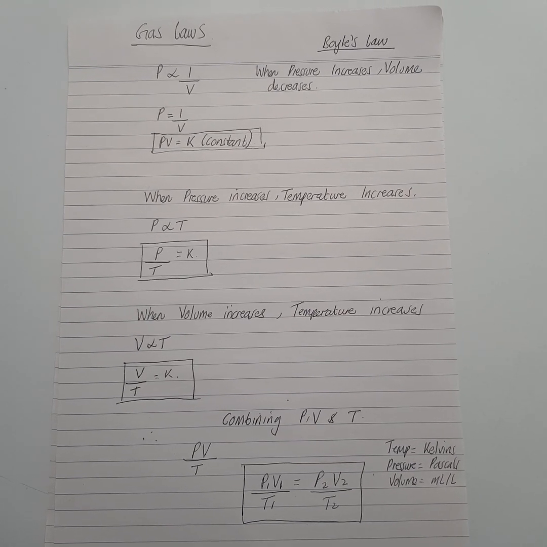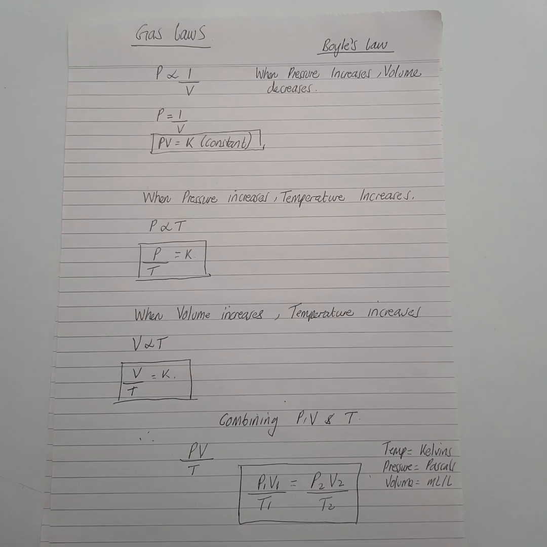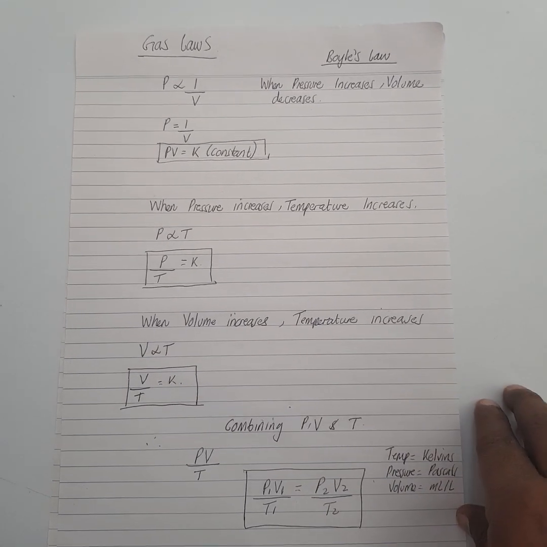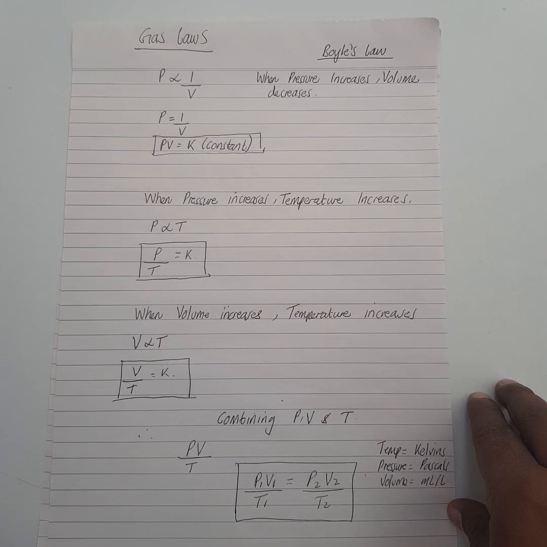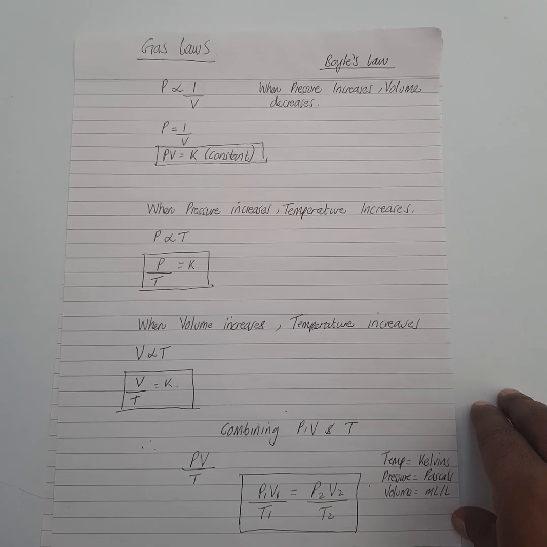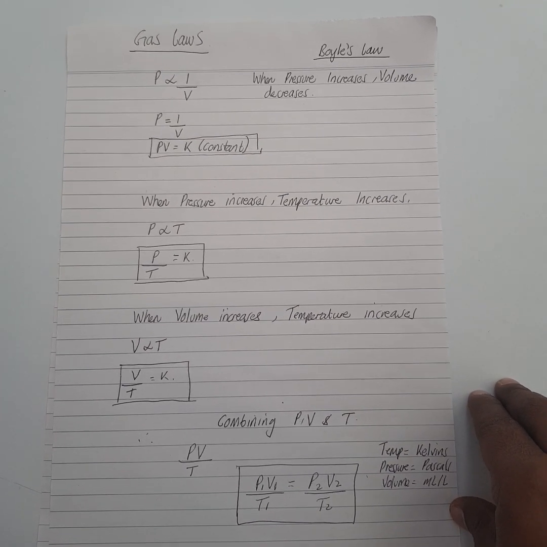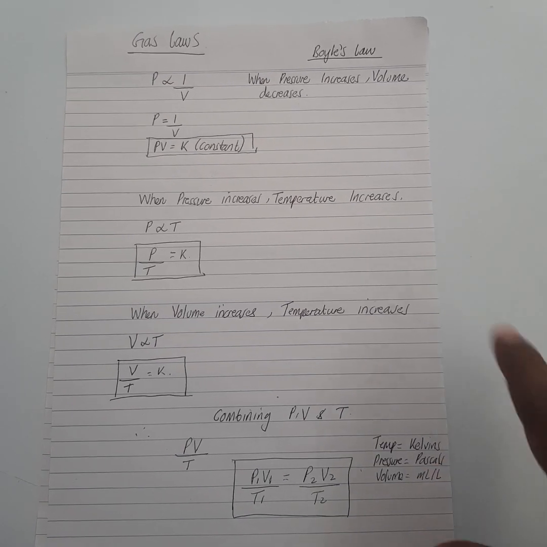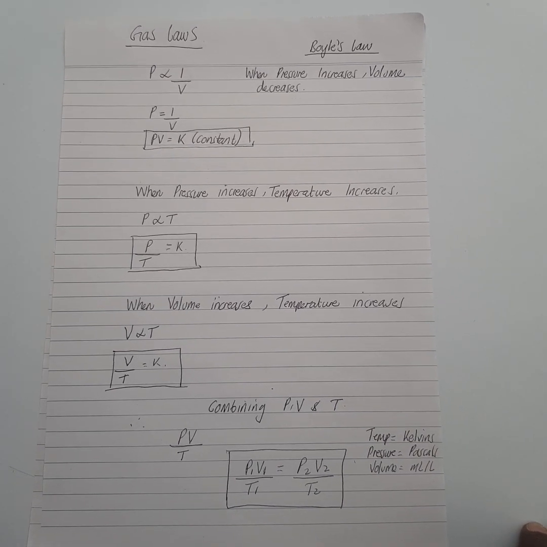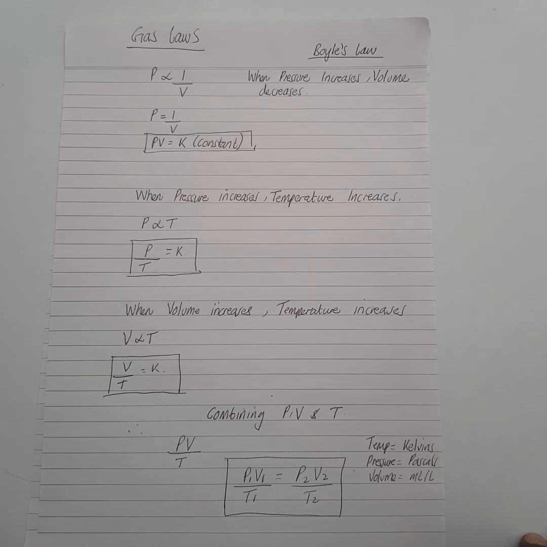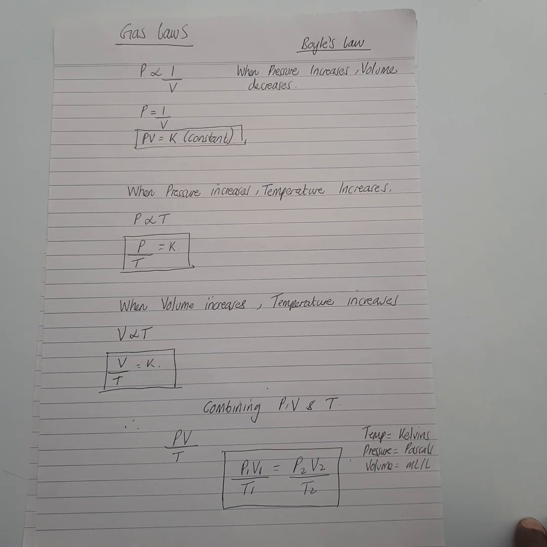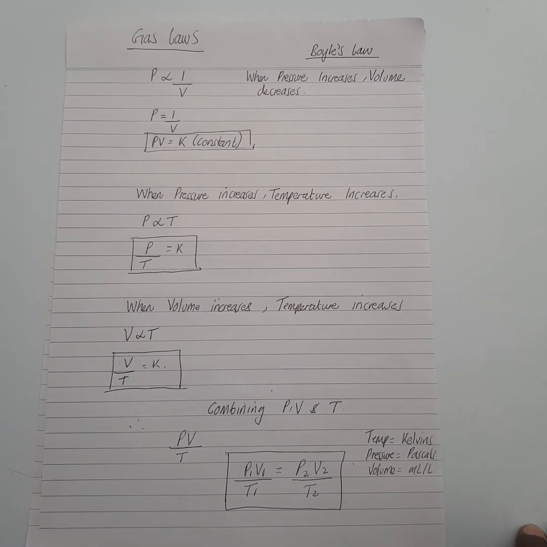Hi guys, in this video I wanted to explain to you the relationship between the gas laws that involved pressure, volume and temperature. So we're going to use P for pressure, V for volume and T for temperature. All right, and how do we combine them together in one equation? This will be useful especially when you're solving mathematical problems that involve pressure, volume and temperature.